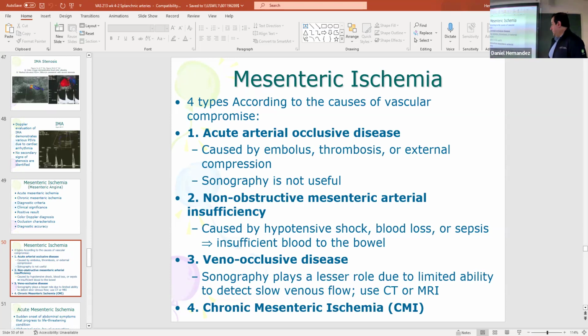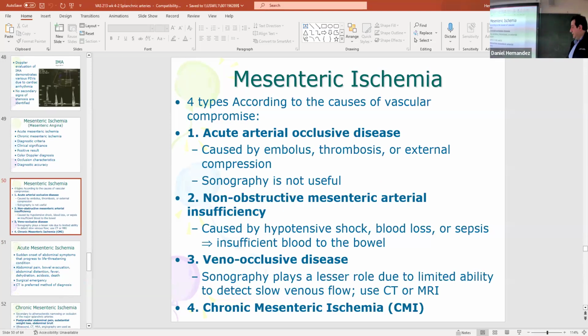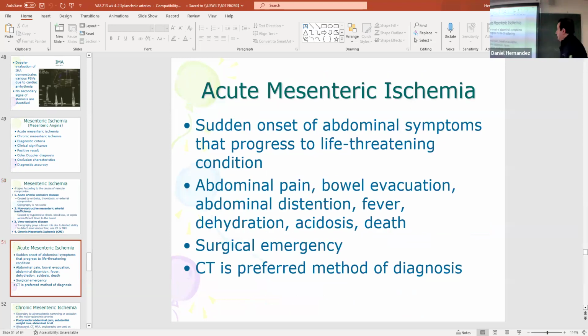There could be veno-occlusive disease. So with this, ultrasound plays a lesser role due to the limited ability to detect slow venous flow. And then with chronic mesenteric ischemia, again, this is the development of those atherosclerotic plaques affecting the arterial vessels, creating those stenotic lesions.